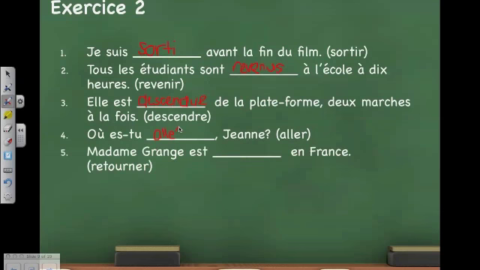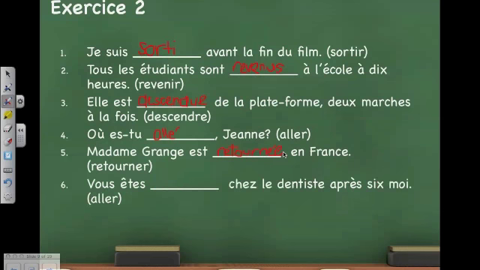Madame Grange est blank en France, using the verb retourner. Because we see it says Madame Grange, that means that it's singular and feminine, and so we use retournée with an e at the end. Vous êtes blank chez le dentiste après 6 mois, using the verb aller. Because it's vous, that means it's plural, and so we use allés, with an s at the end.